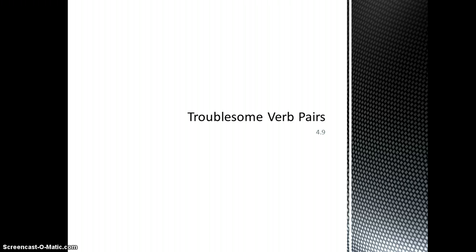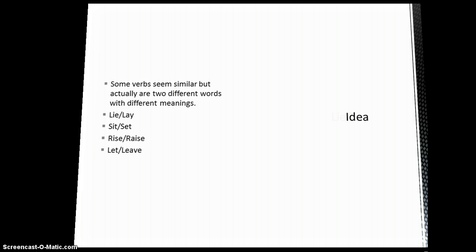Tonight's video 4.9, Troublesome Verb Pairs, page 115 in your grammar book. So the idea is that some verbs seem similar but actually are two different words with two different meanings. I'm going to show you a couple different sets of words that we're going to go over. Lie and lay, sit and set, rise and raise, let and leave.